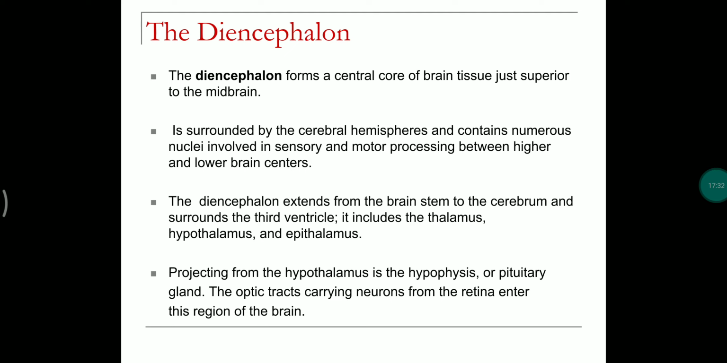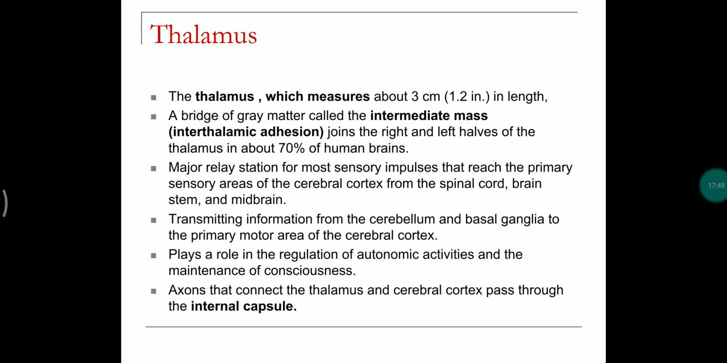The diencephalon, projecting from the hypothalamus, is called the hypophysis, where we see the pituitary gland and optic tracts carrying neurons from the retina and entering the region of the brain called the optic chiasma, and all the structures that are present in the diencephalon.